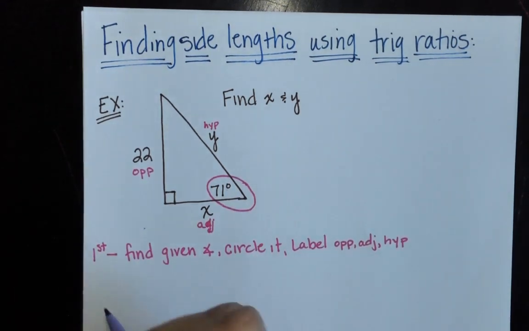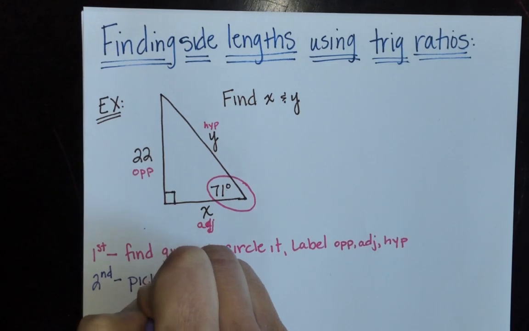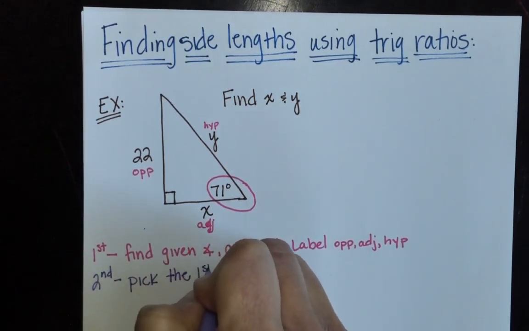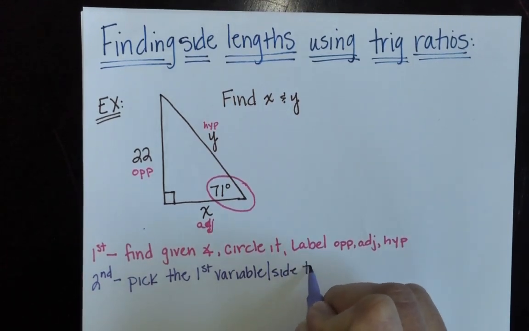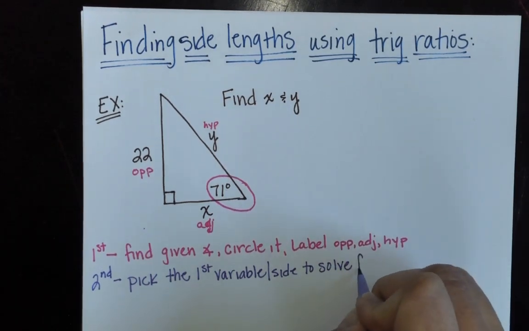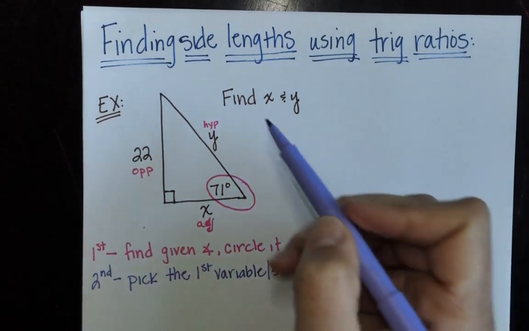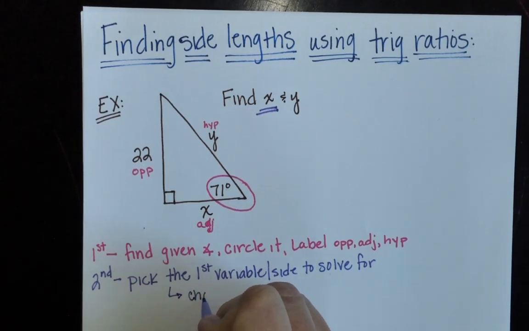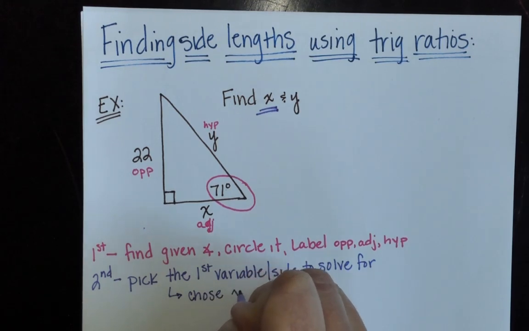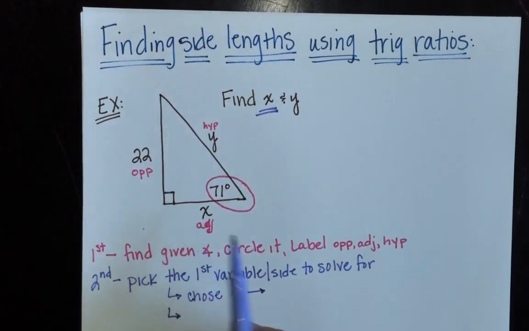Our second step: pick the first variable or side to solve for. Well, I think we're all okay if I choose to solve x. So I'm going to choose to solve x. And when I chose to solve x, I recognize that x is on the adjacent side.